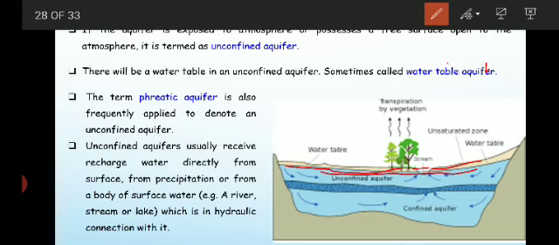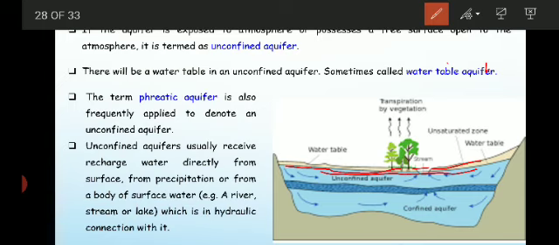So it is sometimes called as water table aquifer. Why it is called as water table aquifer is, there is a water table present in unconfined aquifer. So sometimes it is called as water table aquifer. There is one more term called phreatic aquifer. So the term phreatic aquifer is also frequently applied to denote the unconfined aquifer because it occurs in the phreatic zone.